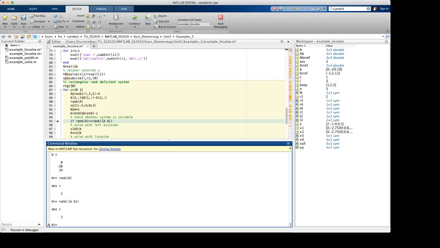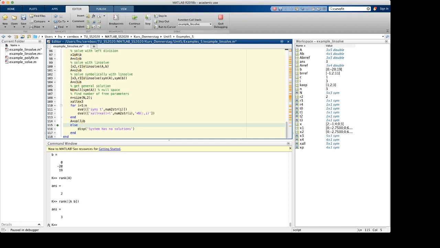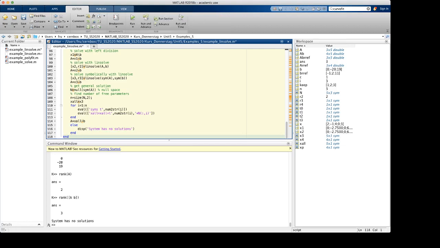This works in all cases for quadratic systems, for rectangular systems, for arbitrary rank. So if these ranks are different, then there are no solutions, and we just display "system has no solutions", and this is the end of the script.